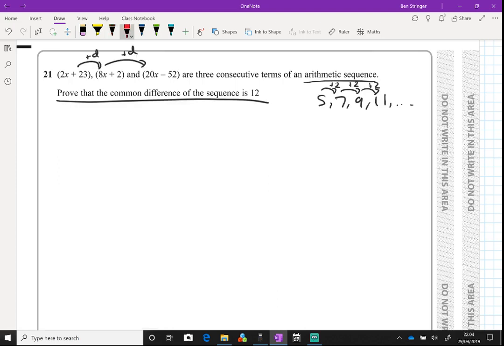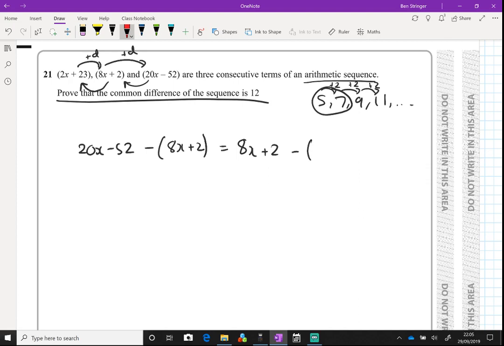So I'm proving that, so that's what I have to end up with. I do not use that at any point. Remember, difference is the big number take the small number. For instance here, 7 take 5, 9 take 7, 11 take 9. So this here, 20x minus 52, subtract 8x plus 2, that difference should be equal to the middle term subtract the first term. 8x plus 2, that difference, sorry, this difference of the third and second term should be equal to the difference of the second and first term.